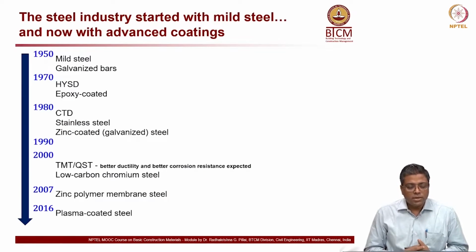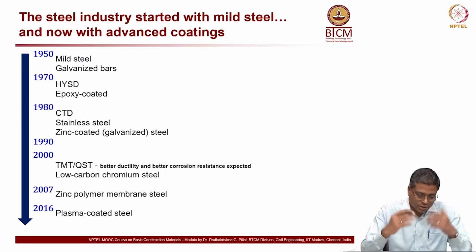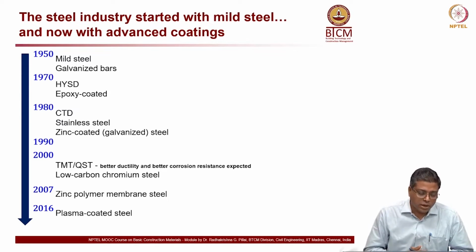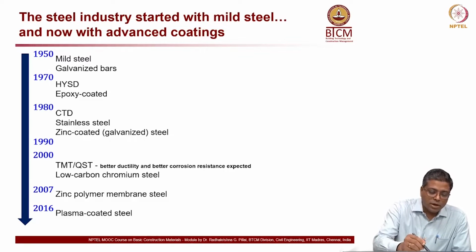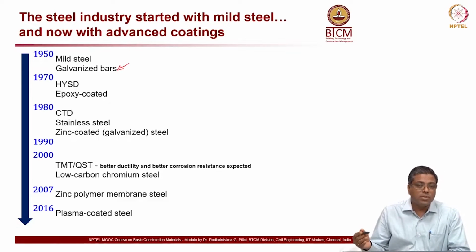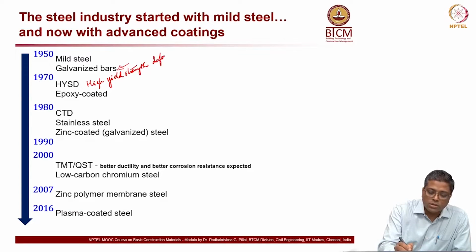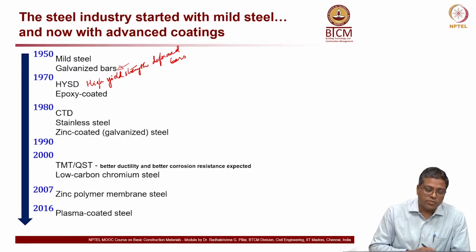Now let's look at how the steel industry evolved. Okay, this slide shows the steel industry started with mild steel in the 1950s. I'm not covering the things before, but just the last few decades we are looking at. First we had mild steel in 1950, then galvanized rebars were introduced, but later on people stopped using galvanized rebar. Then HYSD, or high yield strength deformed bars. Okay, they were used, high yield strength deformed, HYSD.